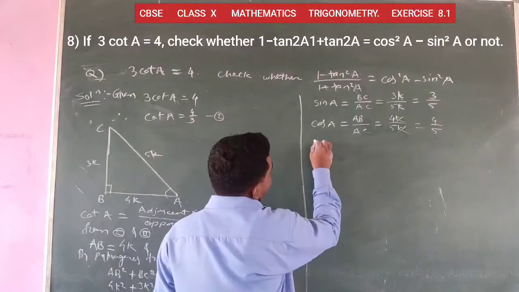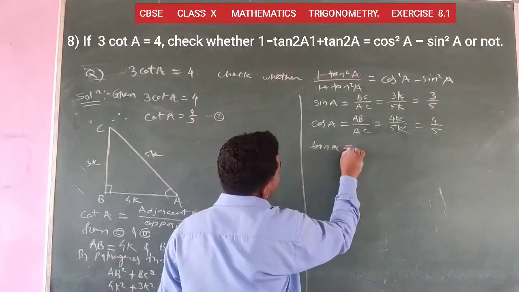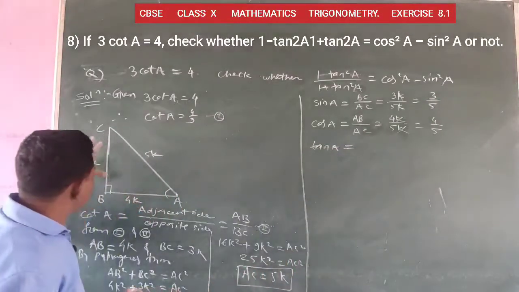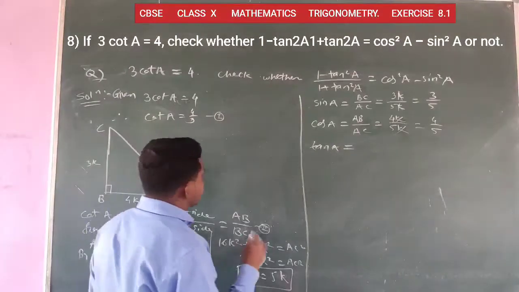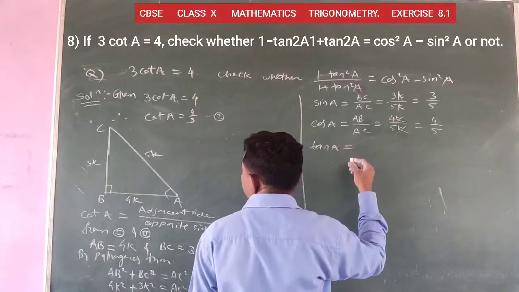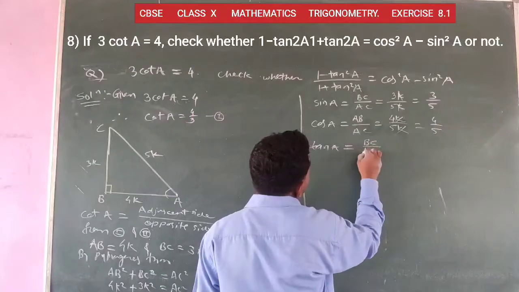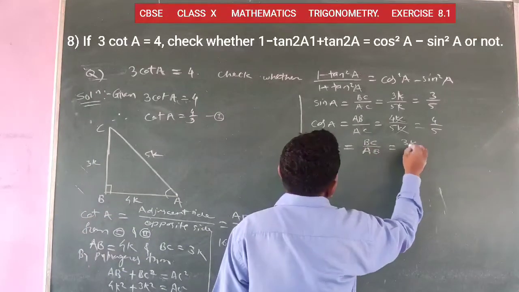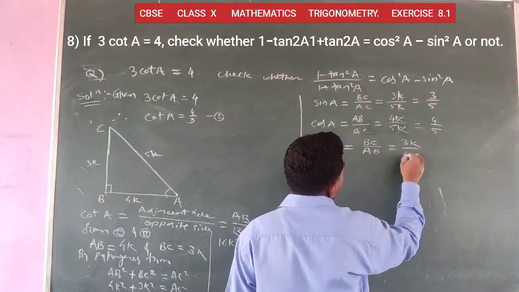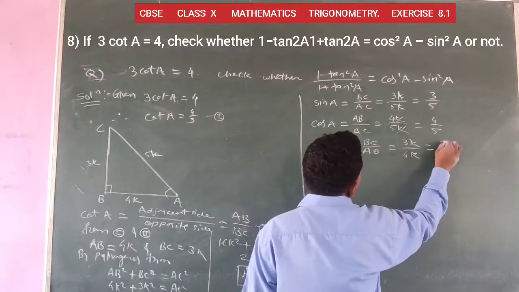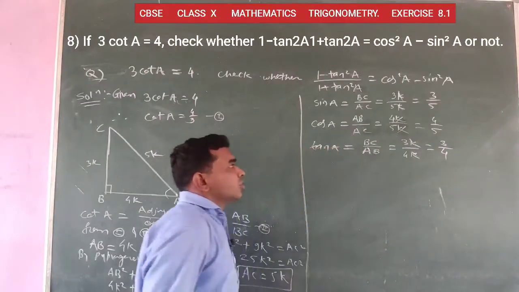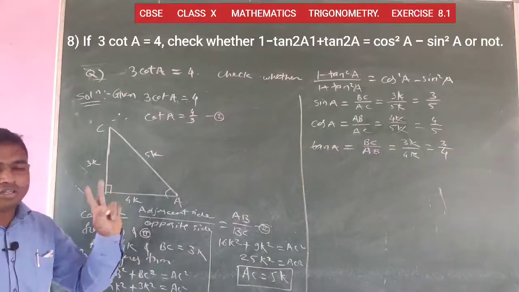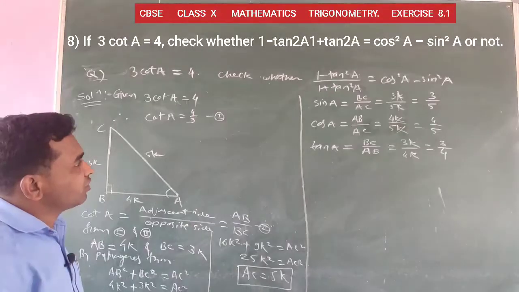And tan of A means opposite side upon adjacent side, that is BC upon AB. So BC value is 3k and AB value is 4k, and again k gets cancelled, that is the answer 3 by 4. So all these values are useful for checking the values.